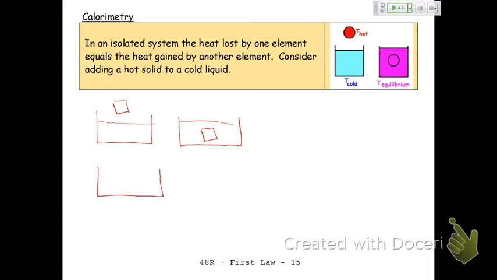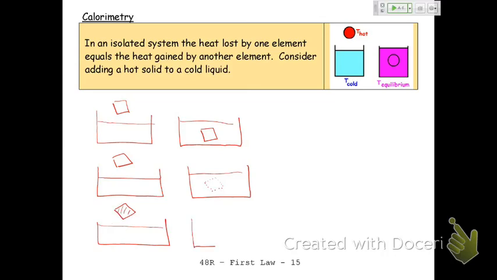Then I can have an ice cube and water, and over time the ice cube melts. But it's the same substance. That's phase change. And then the third level is I have butter with oil, and over time I get melted butter in the oil. Not the same stuff. 3 levels. Okay?